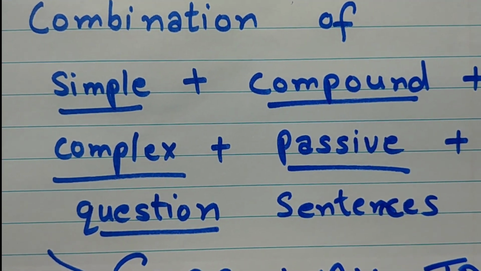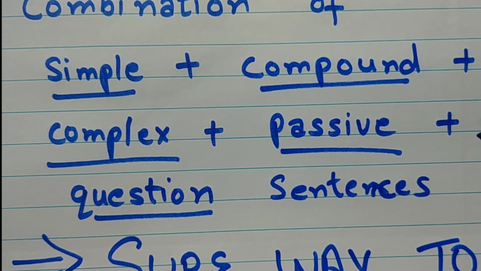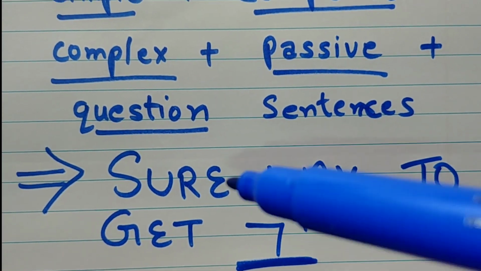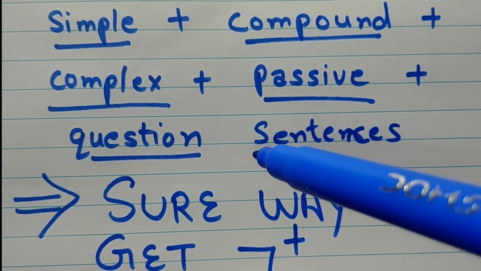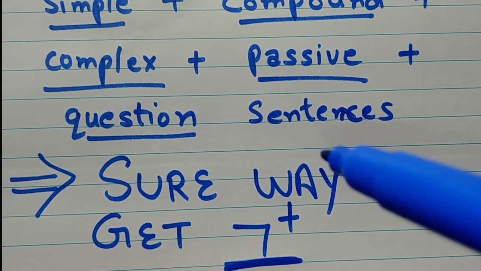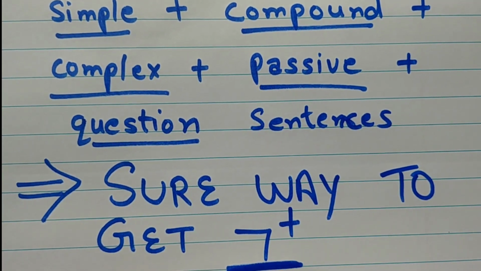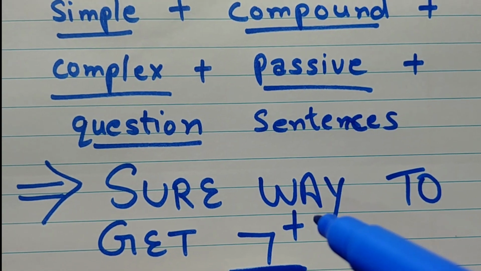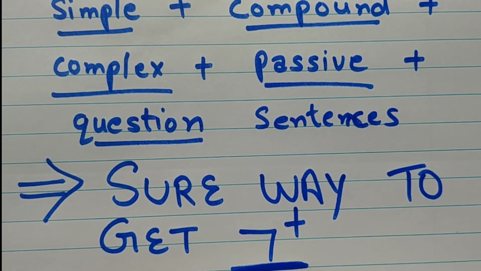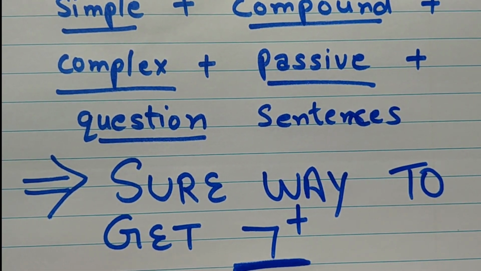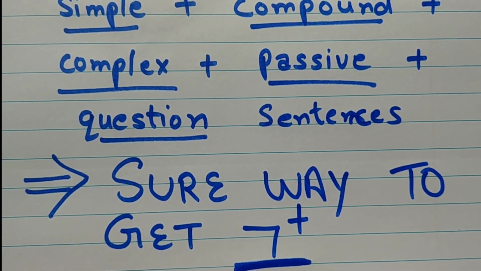So if you are not aware of different structures, from today onwards start your grammar practice for writing complex sentences, to make use of conjunctions, to write passive sentences, how to write compound sentences. I guarantee that it will surely give you the 7 or 7 plus bands in your writing, and it will also satisfy the examiner for the use of your grammatical range.